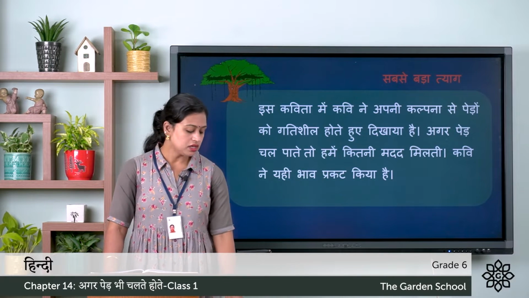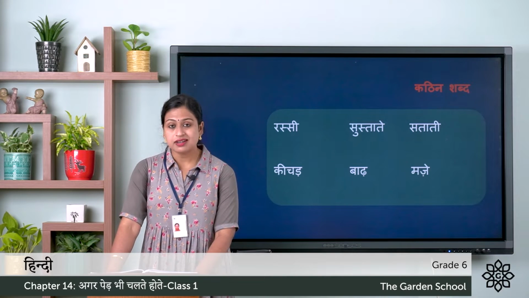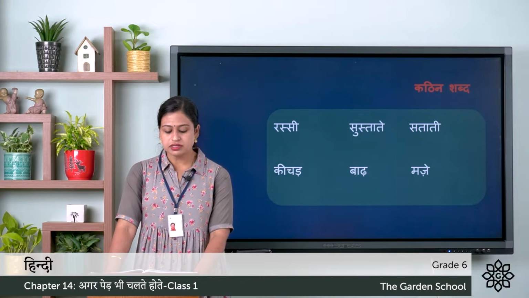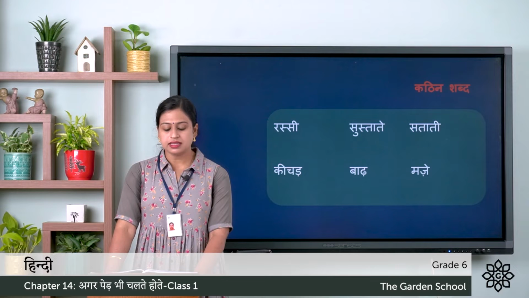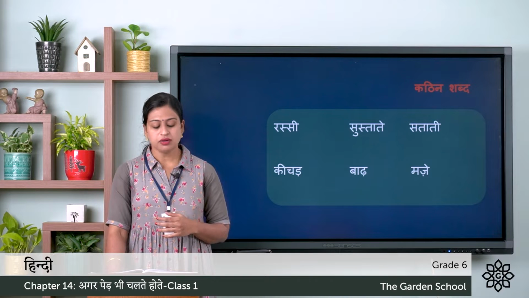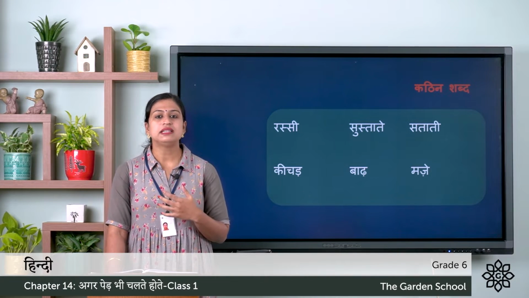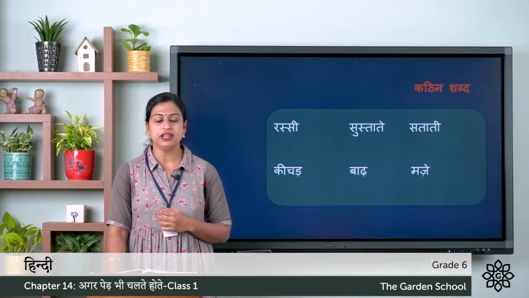Now we have the katin shabd, that is difficult words, and the words are rassi means rope, sustane means late, satati means tortures, कीचड़ means mud, बाढ़ means flood, मज़े means fun. So this was the katin shabd. Now let's read this poem first, and after that we'll discuss the meaning of each and every line.